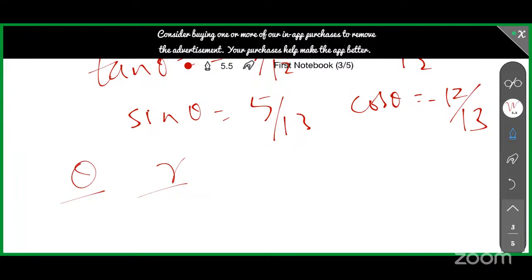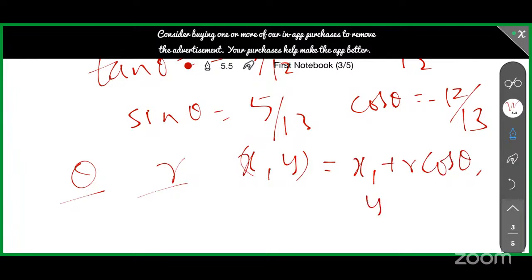So now I got my angle theta and I've got my modulus r. Tell me, how can I express point x comma y using parametric equation using these polar coordinates? x1 plus r cos theta, comma y1 plus r sin theta. Very good.